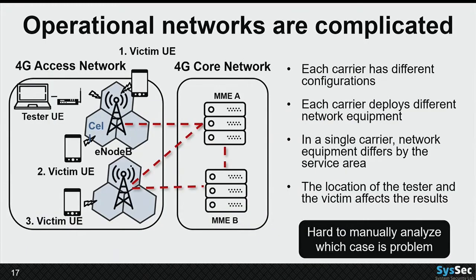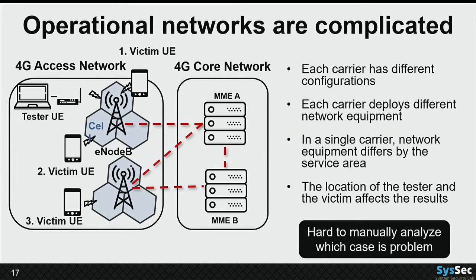The big challenge here is that so many different behaviors are observed from each test case. It is because each carrier has different configuration parameters and deploys different network equipment from different vendors. And even in the same carrier, network equipment differs by the service area. Therefore, the behavior differs a lot even for one test case. And also, the result differs by the location of the tester and the victim UE.